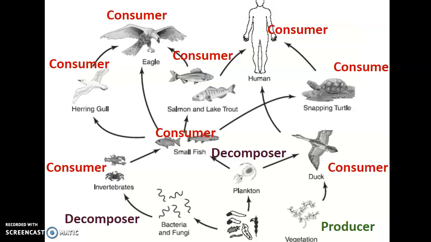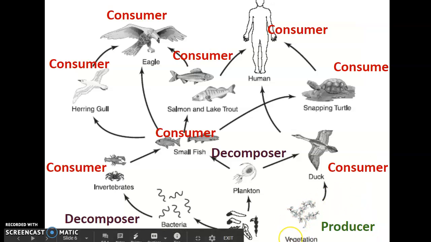So if your food web looks like this, your food web is correct with the eagle, the herring gull, the salmon, trout, humans, all these things in red. Those are your consumers, so they must eat other things in order to obtain energy. Whereas producers down here, they produce their own energy, they create their own energy. And decomposers, they get their energy from dead and decaying matter.